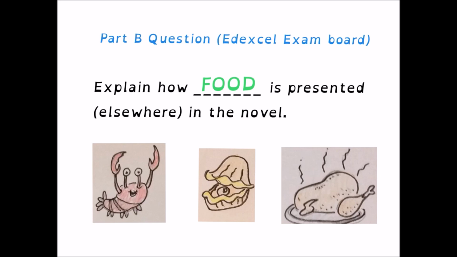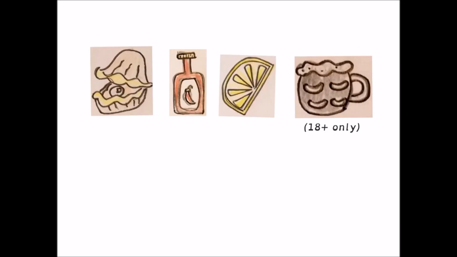Now this is the layout of the Edexcel question B. It's always going to look very similar to this. This is the kind of default layout. Explain how, insert whatever theme it is, is presented elsewhere in the novel. Why elsewhere? Because of course they don't want you referring to the extract they give you for question A.